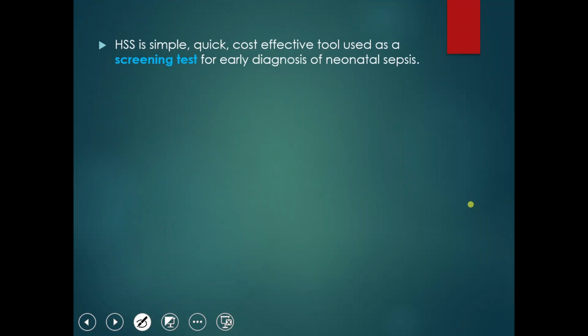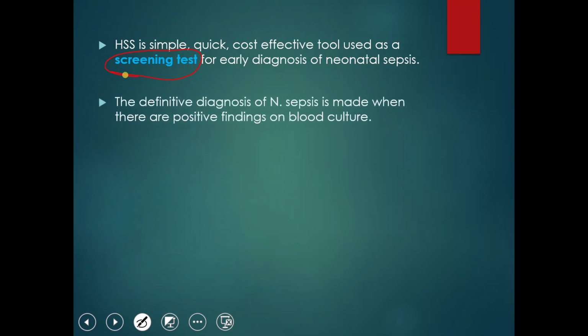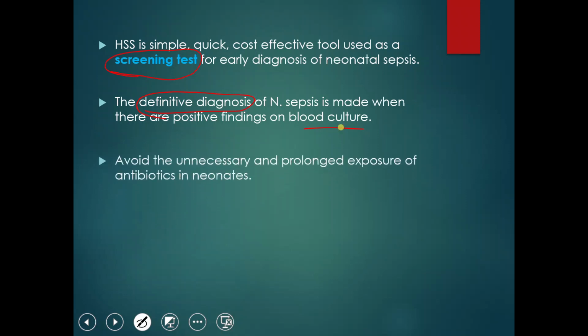So just to summarize the features of septicemia in peripheral blood smear, I can simply say that this hematological scoring system is a simple, quick, cost-effective tool which is used as a screening test for early diagnosis of neonatal sepsis. So mind it, this is just a screening test, not a definitive diagnosis for neonatal sepsis. And the definitive diagnosis for neonatal sepsis is blood culture, where we find the positive findings.